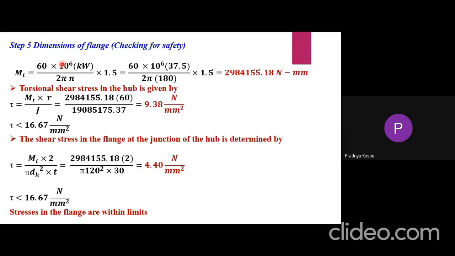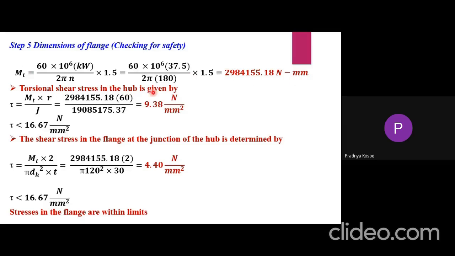Now we have found the dimensions by empirical relationship, but whether they are safe, that we have to check. If these dimensions are not safe, then we have to increase the dimension so that they become safe. Whether they are safe or not under developed stresses, that we have to check. And for that purpose, first we have already calculated MT.